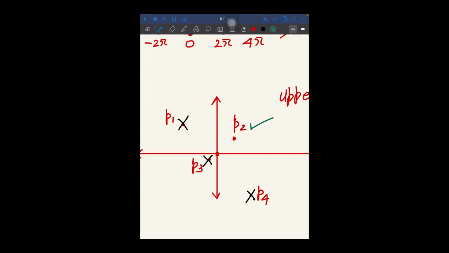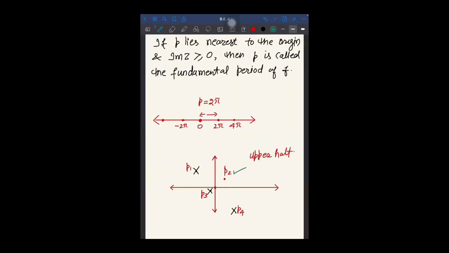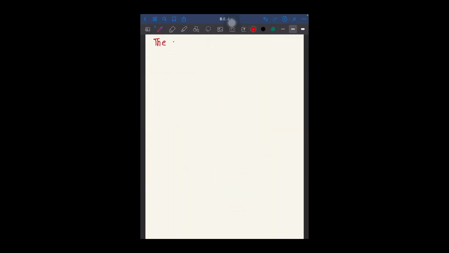Yes, sir. Okay, so now we are going to try to find the period of e^z. Actually, we are going to say that the fundamental period of e^z is 2 pi iota. That's our claim. Okay, so let's prove it.